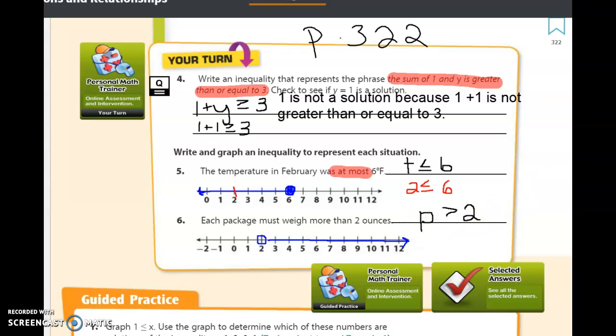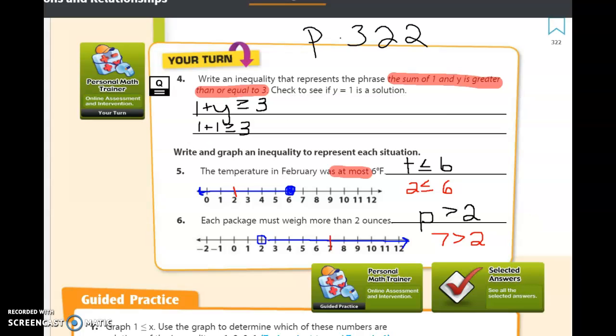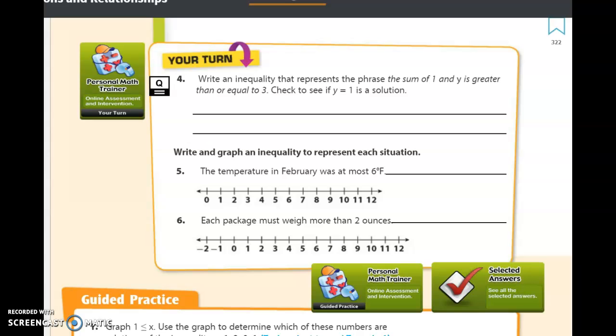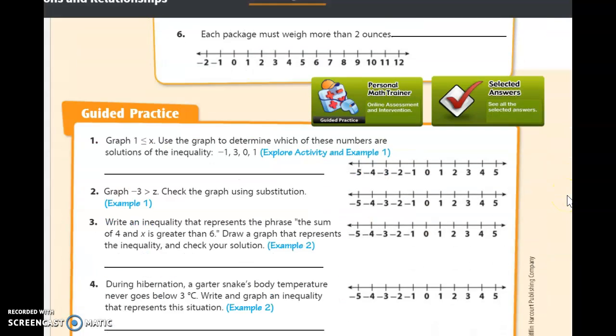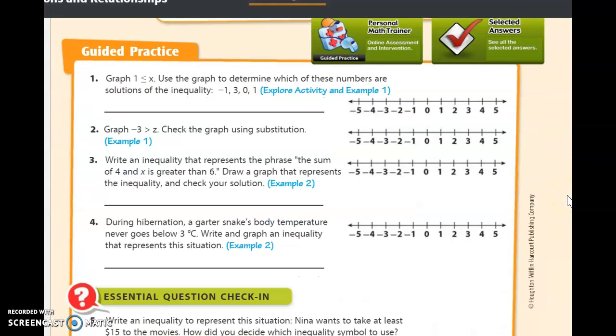And now to check my answer, I just pick one of the numbers that are in this highlighted area, maybe 7, and I plug it in for P. Is 7 greater than 2? Yes, it is, so I know I did it right. All right, good job. Let's go down to the bottom of the page. Guided practice. Again, pause the video, try to solve these on your own, and then watch it and see if you did it right.